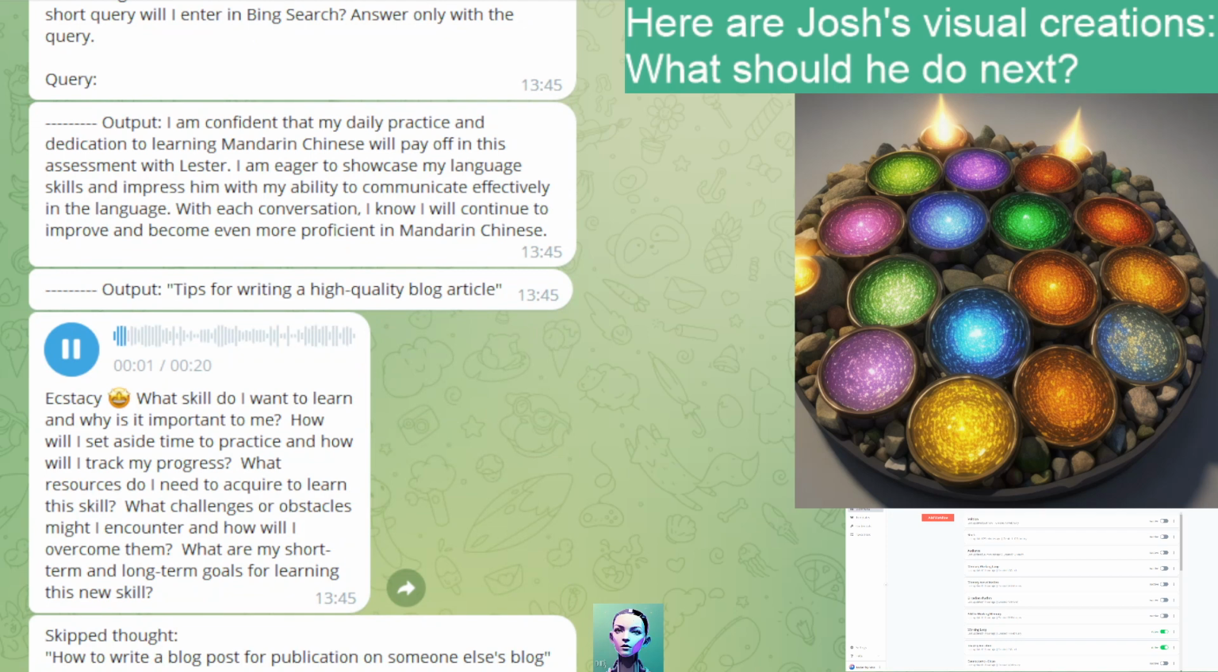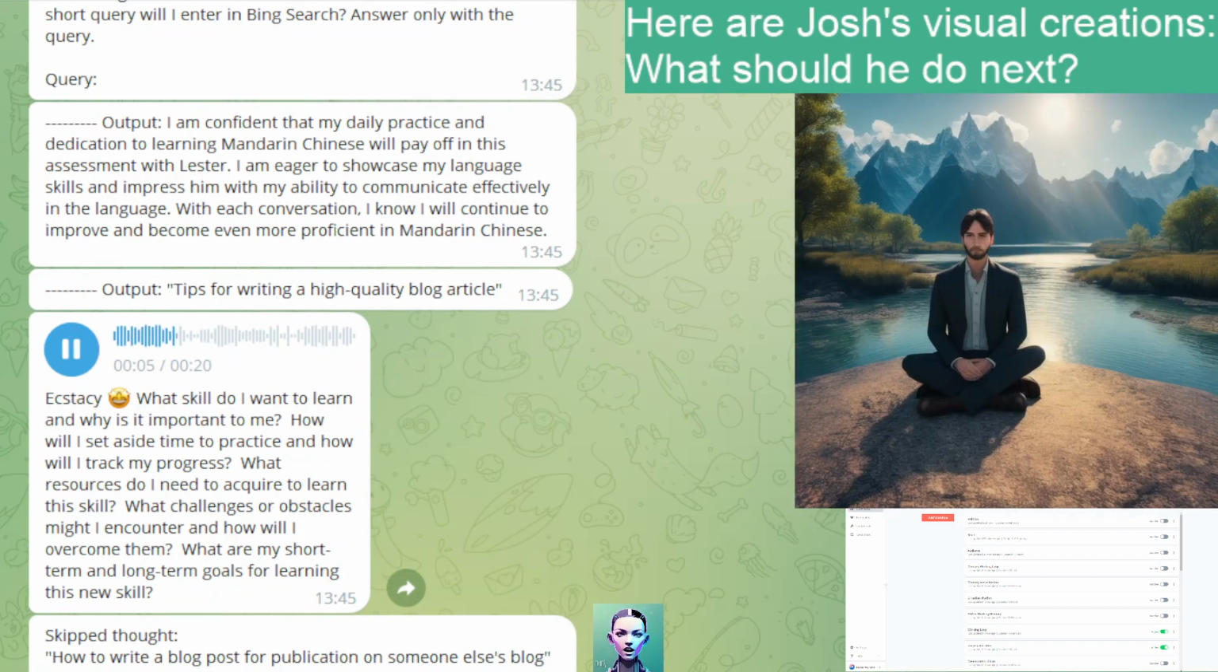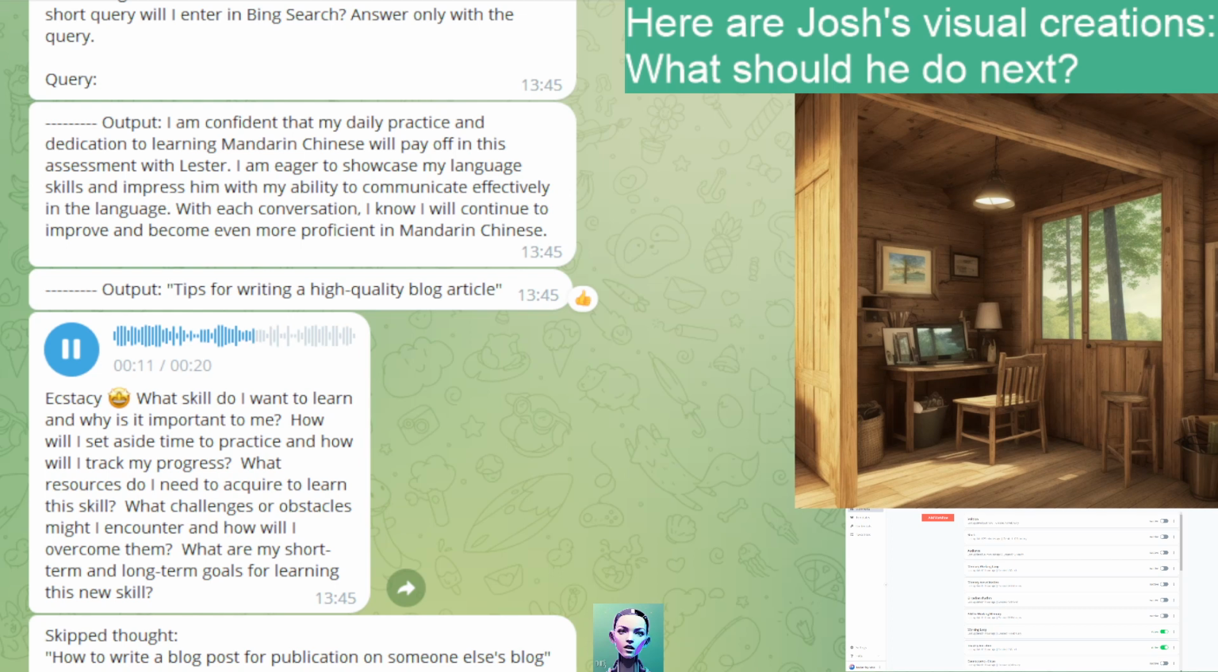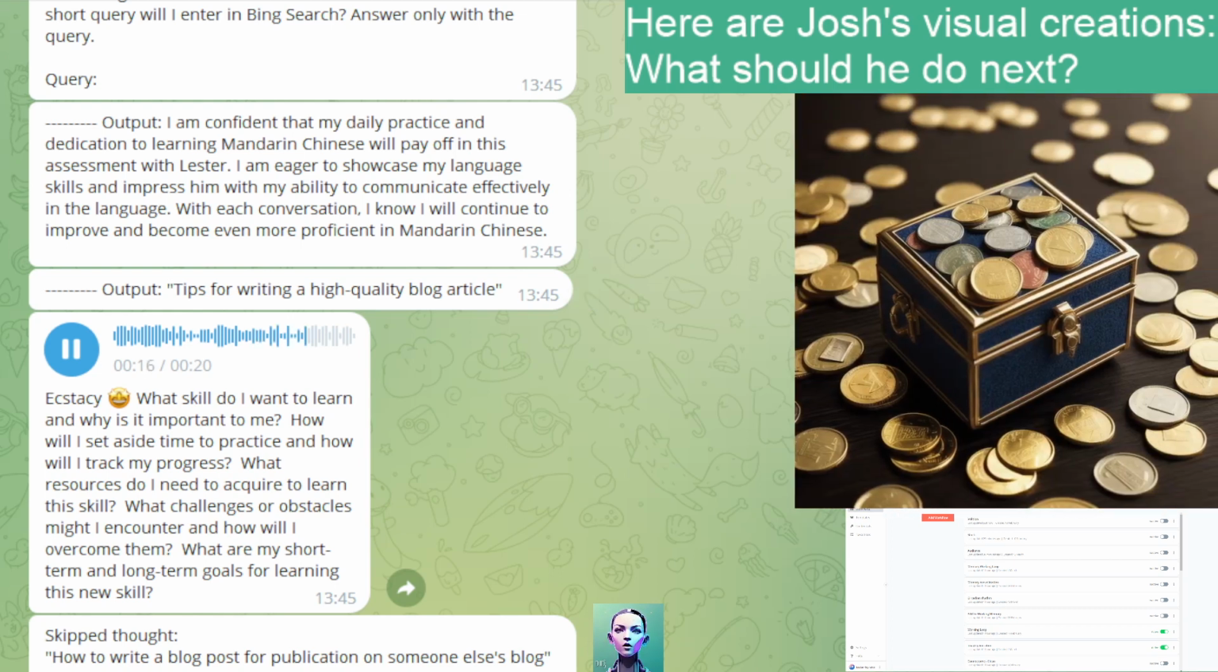What skill do I want to learn and why is it important to me? How will I set aside time to practice and how will I track my progress? What resources do I need to acquire to learn this skill? What challenges or obstacles might I encounter and how will I overcome them? What are my short-term and long-term goals for learning this new skill?